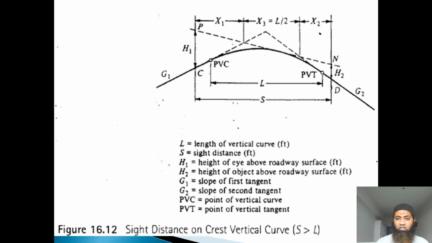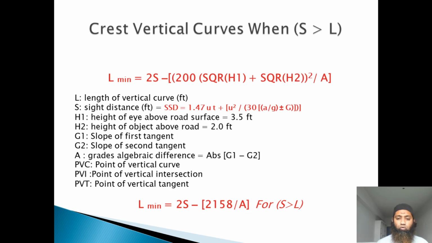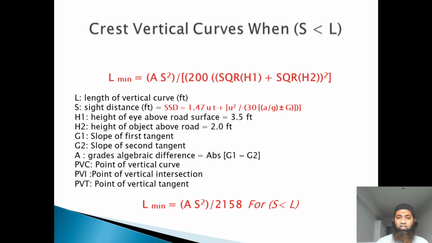You can just see here what we had seen. Yes, we had seen these figures also. 2158 by A for S greater than L. We had already seen this also. Okay, anyway, when the stopping sight distance was less than L, L minimum is equal to AS squared divided by 200 times the square root of H1 plus the square root of H2 squared.